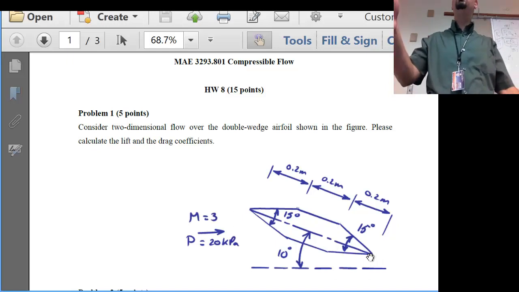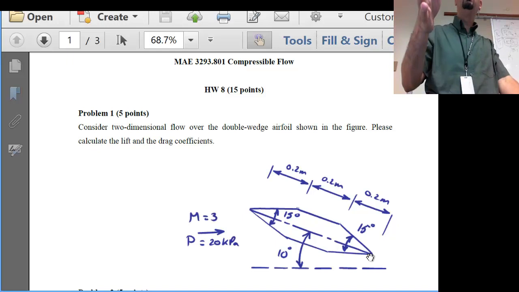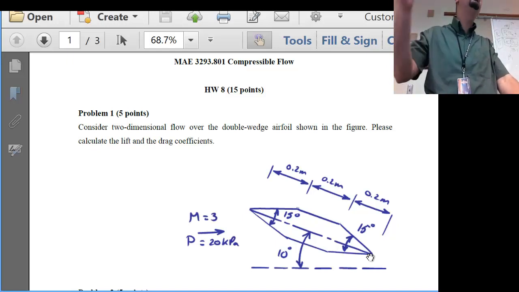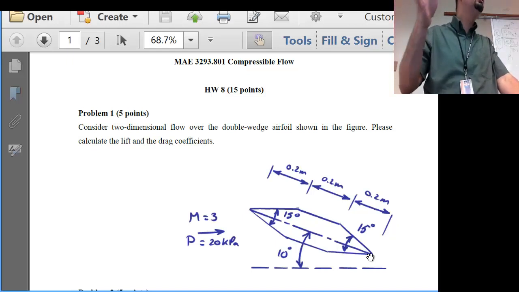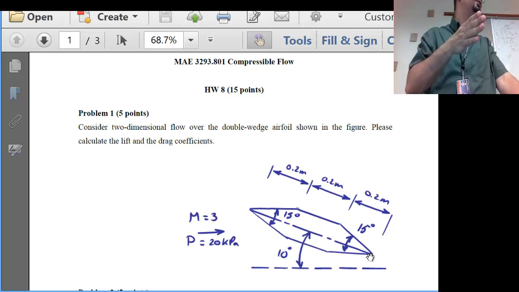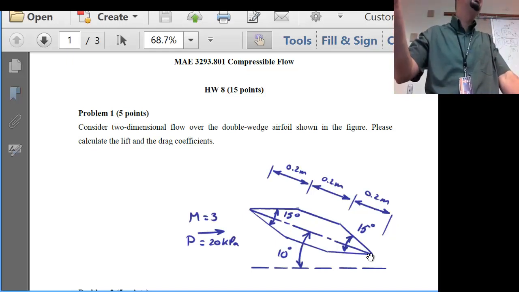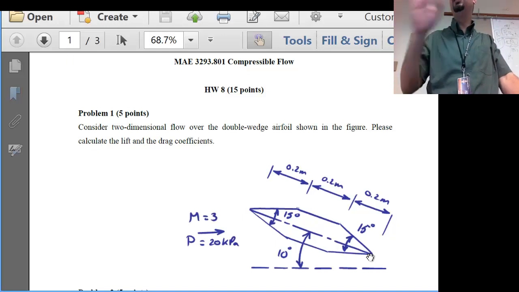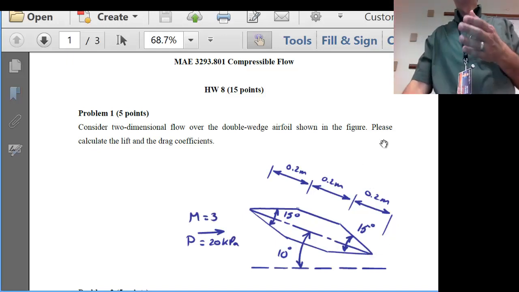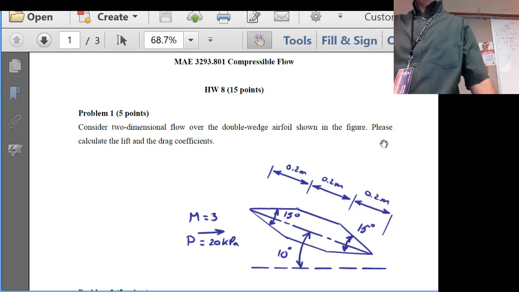And one year I told them, I'm going to give you in the midterm an airfoil, and it's not going to be a flat plate, and please don't use this equation. This equation is only for a flat plate. And if anyone uses this equation, I'm going to kill myself. And to my surprise, one guy used it. Fortunately, I was smart enough. I didn't kill myself.